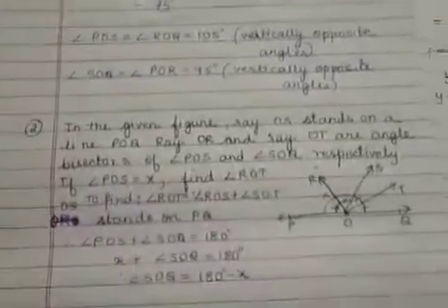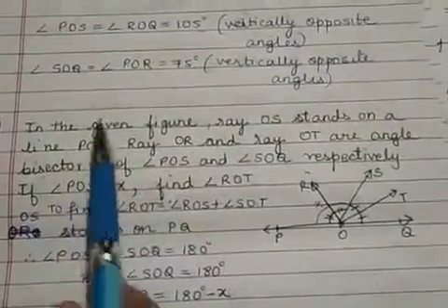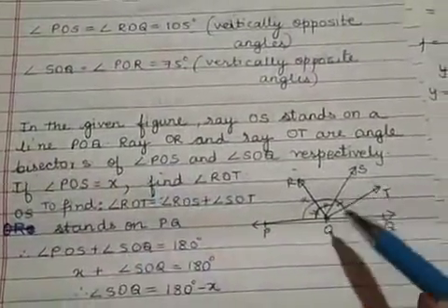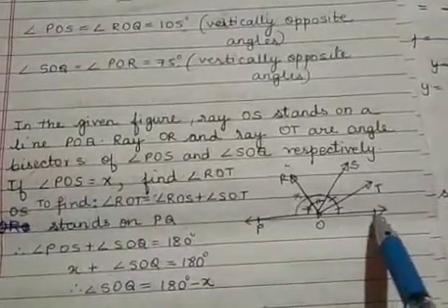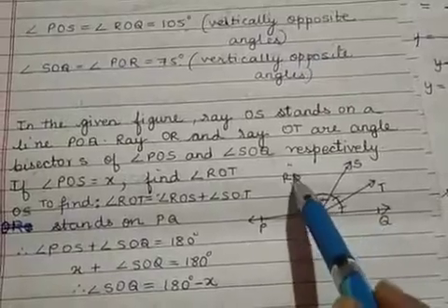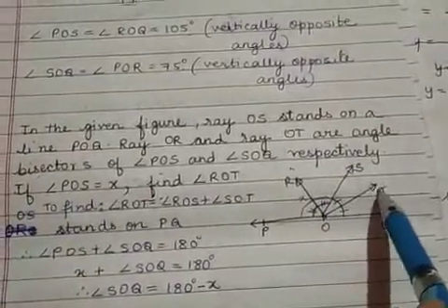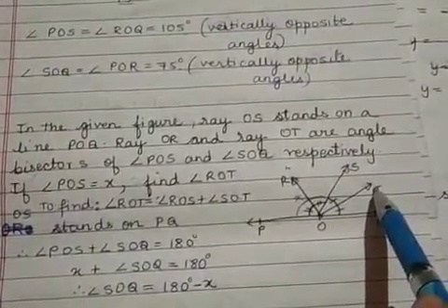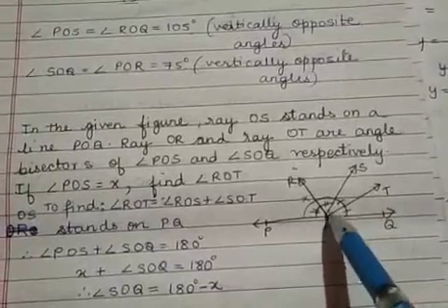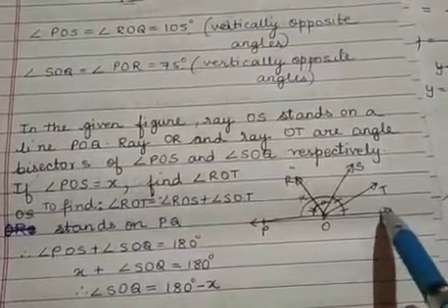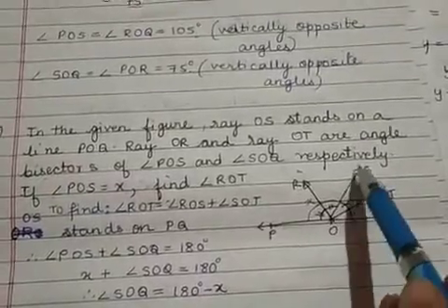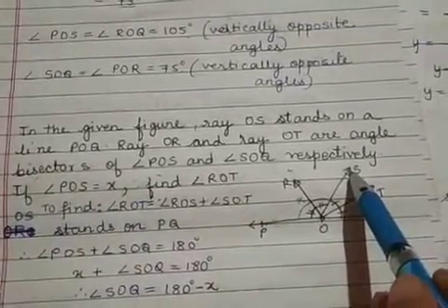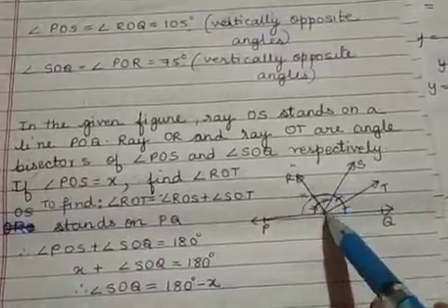Now let us see another example. In the given figure, ray OS stands on line POQ. Rays OR and OT are angle bisectors of angles POS and SOQ respectively. If POS is equal to X, find ROT.